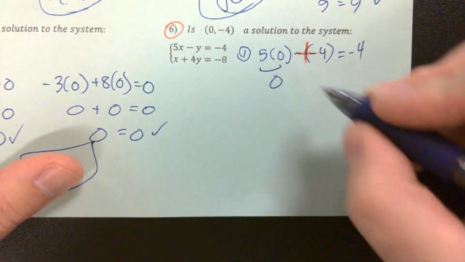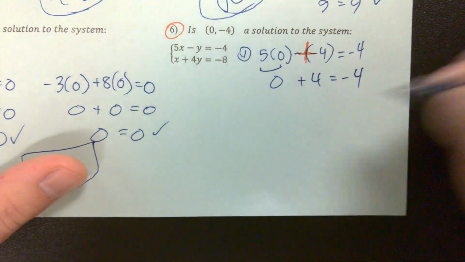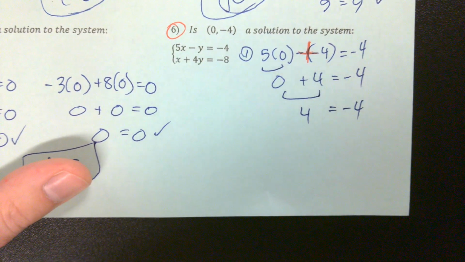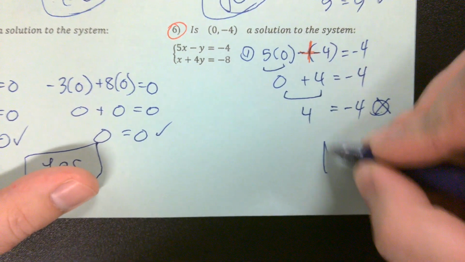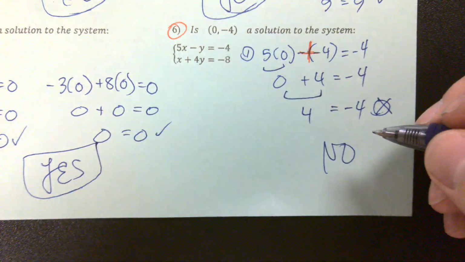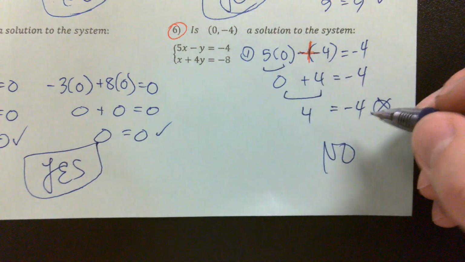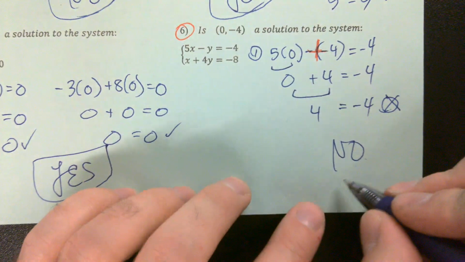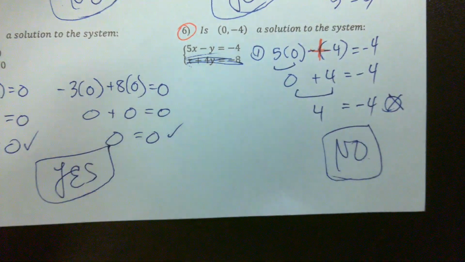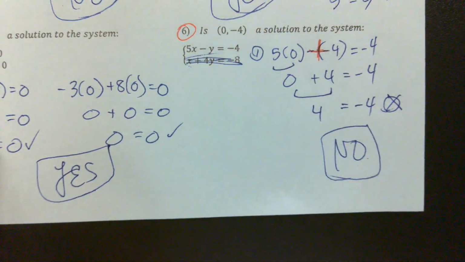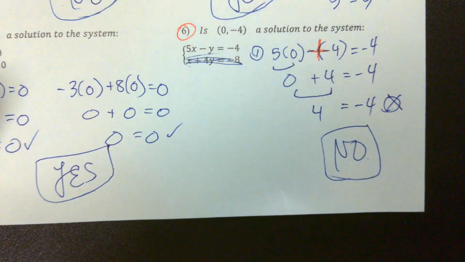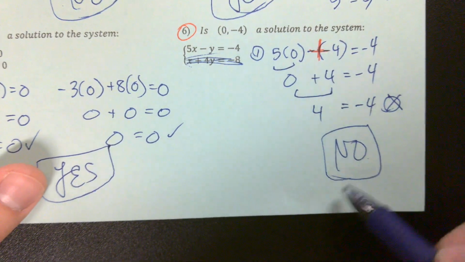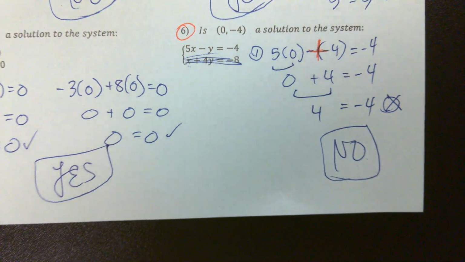5 times 0 is 0 plus 4. 0 plus 4 gives me 4. Is 4 equal to negative 4? No, it is not. So because our first equation didn't work out, we can just ignore the second equation in our system. Remember, we need 2 true statements for our answer to be yes. So if our first one gives us a false statement, we know right away our answer is going to be no.